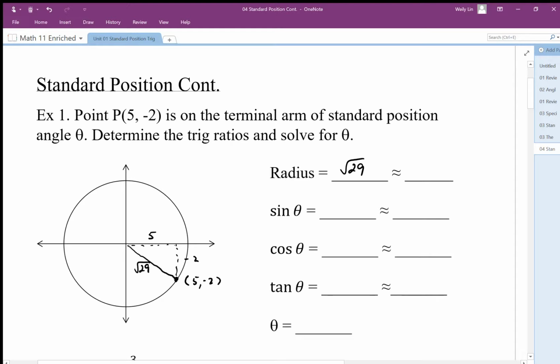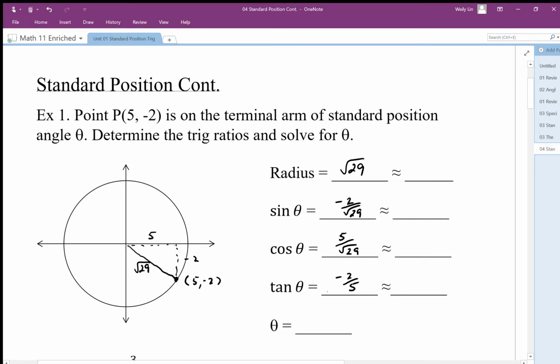Then using these exact values, we're going to give the values for sine. So sine goes with the y, so it's going to be -2 over root 29. Cos goes with x, so 5 over root 29. And tan is our slope. It's a negative slope, because it's sloping down. So -2 over 5.